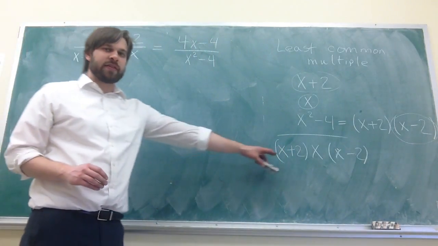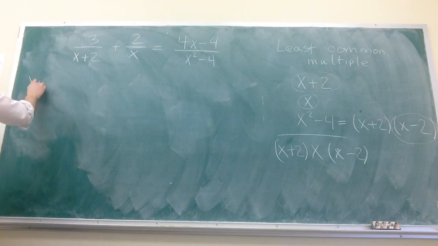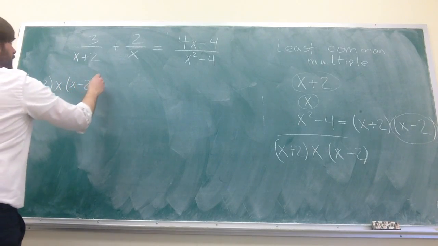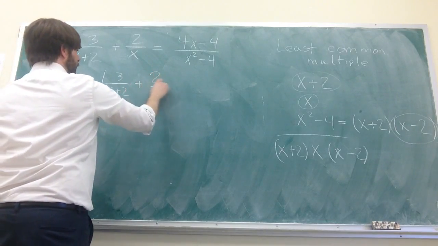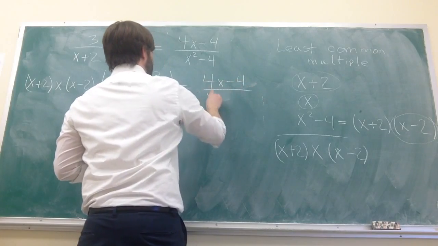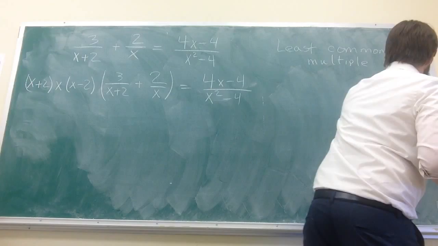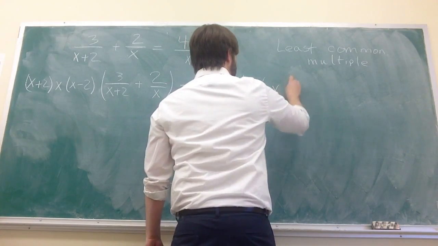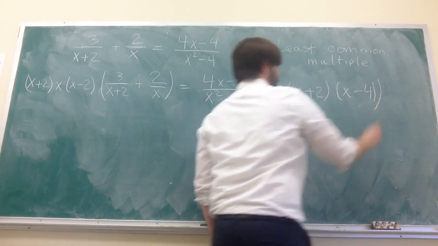So what we're going to do is take this expression and multiply both sides of the equation by it. So we have x times x plus 2 times x minus 2 times 3 over x plus 2 plus 2 over x equals 4x minus 4 over x squared minus 4. And we will write this out over here. X times x plus 2 times x minus 2. Okay.